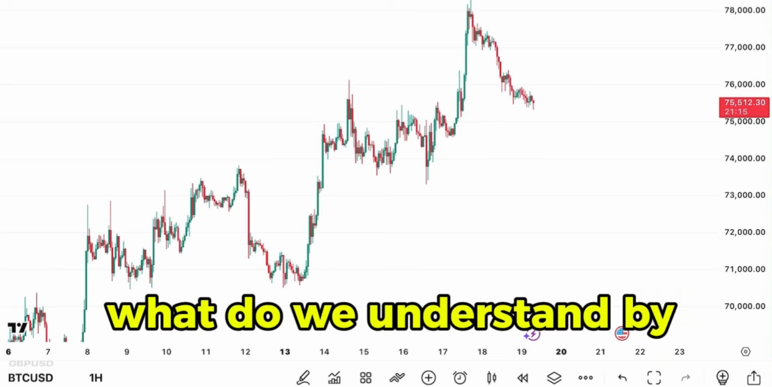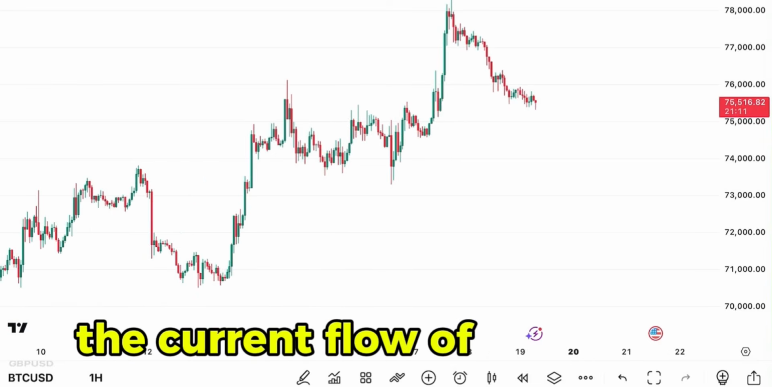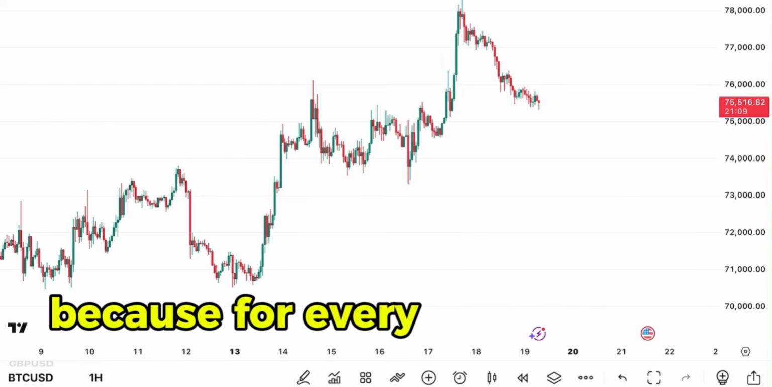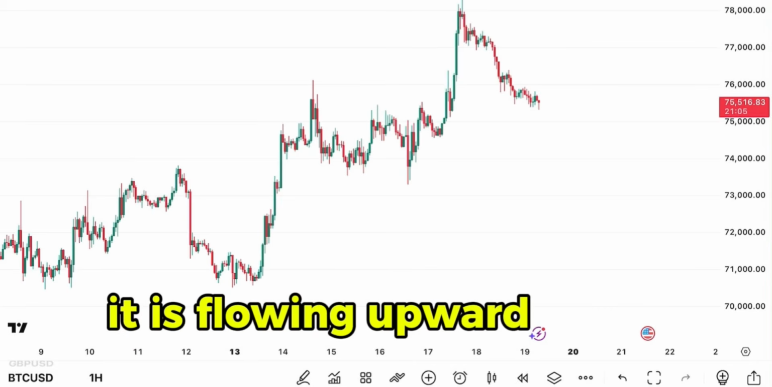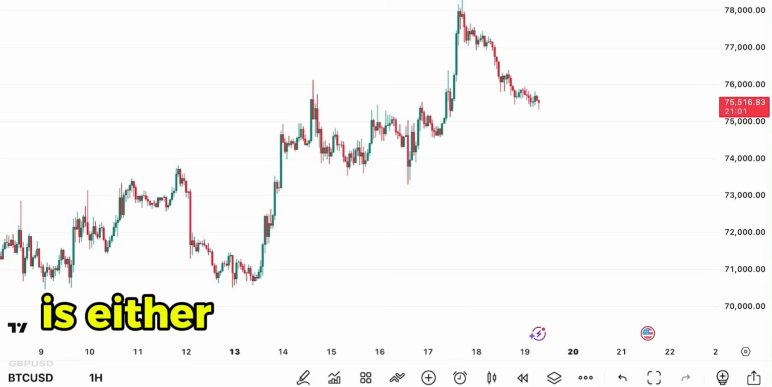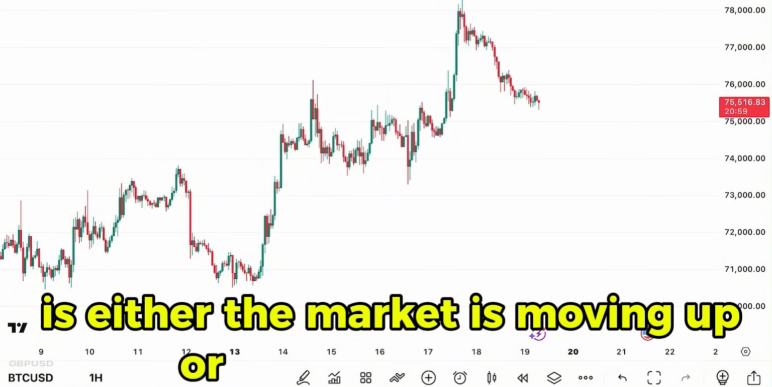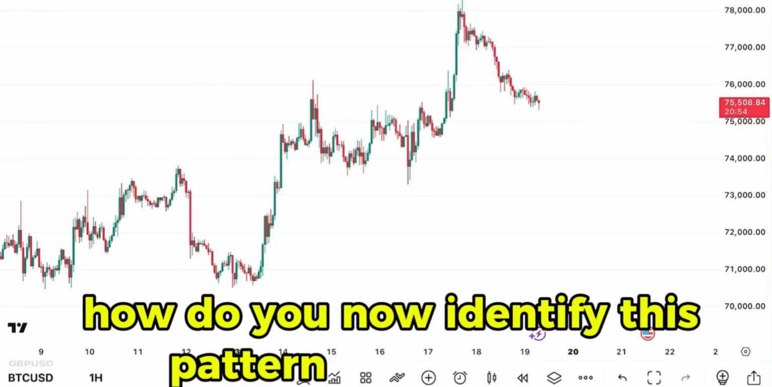What do we understand by market structure? Market structure simply means the current flow of the market. Because for every river, there is a flow. It is either flowing upward or flowing downward. The same thing applies to the market. It is either moving up or moving down. How do you now identify this pattern in the market?